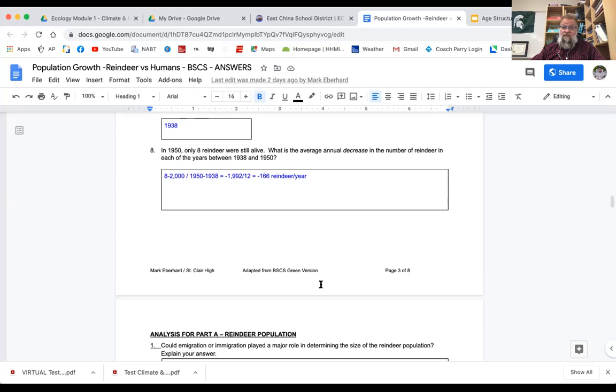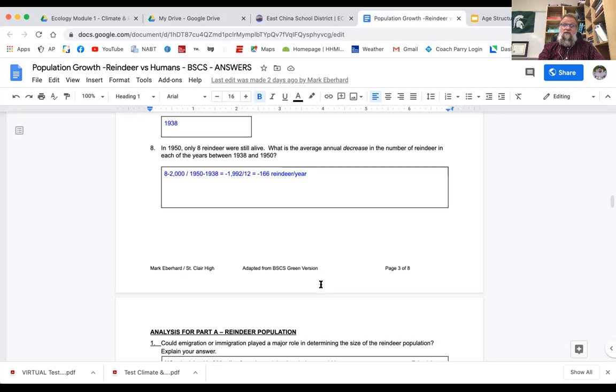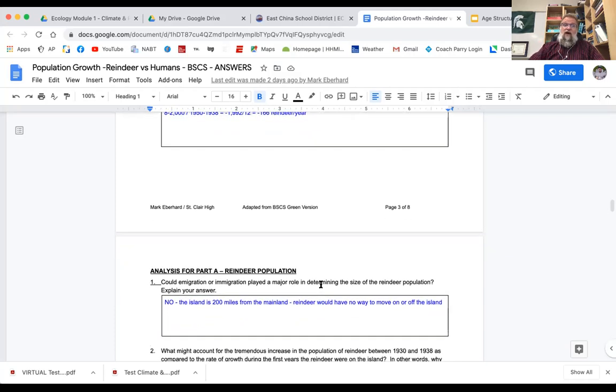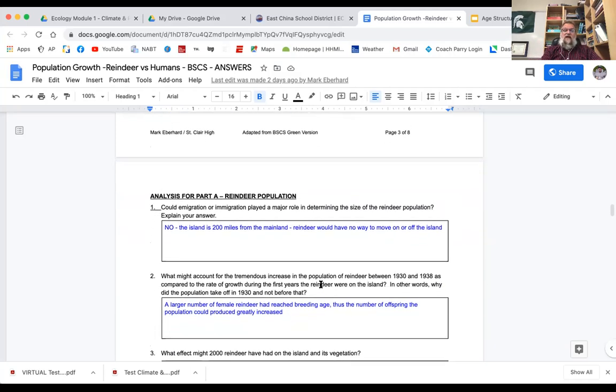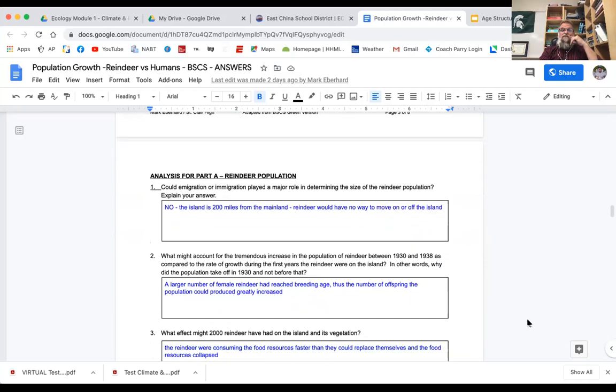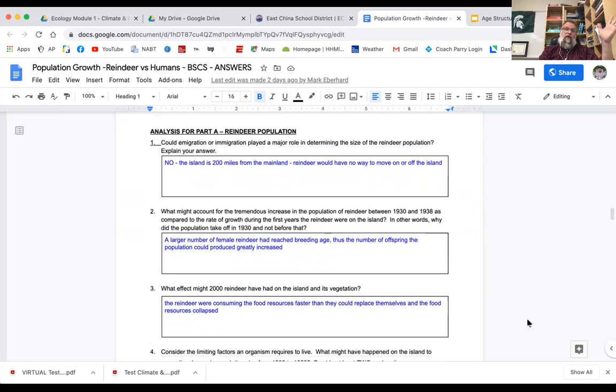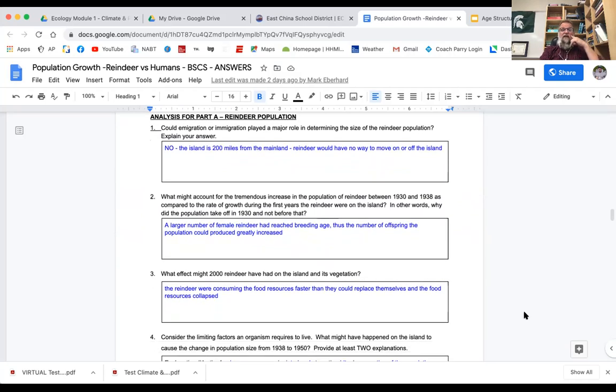They're not flying. There's no ice jams or ice flows that are going to go 200 miles to where they can walk across. So these deer are stuck. This is their island. This is the only space they've got, which means this is the only resources they have. They have very limited resources. So odds of them moving very, very little. 2, we just answered a second ago. Larger number of females was a key to the population growing. Remember, you can pause the video anytime if you want to look at these in more detail.